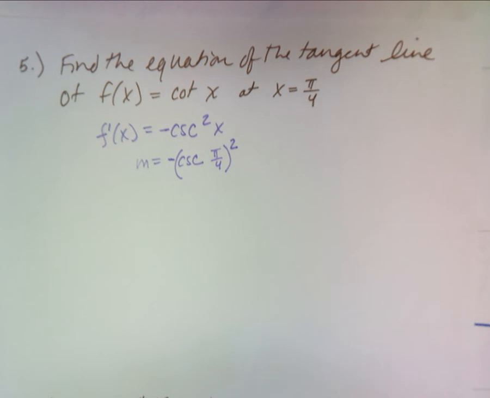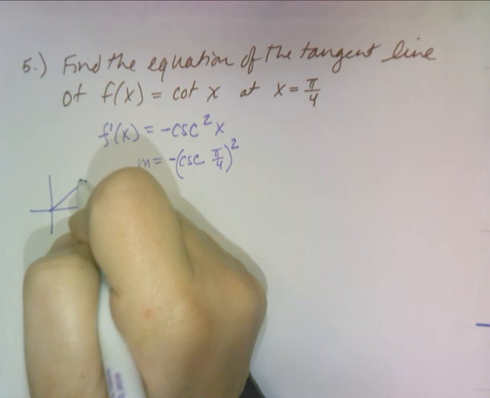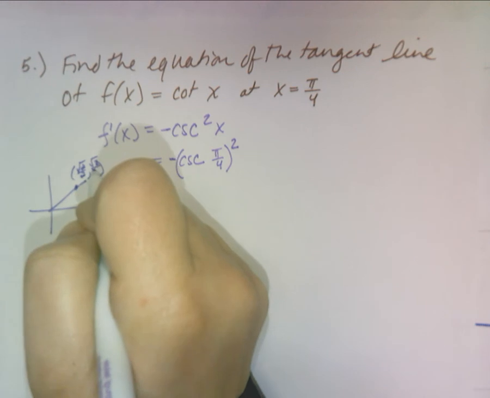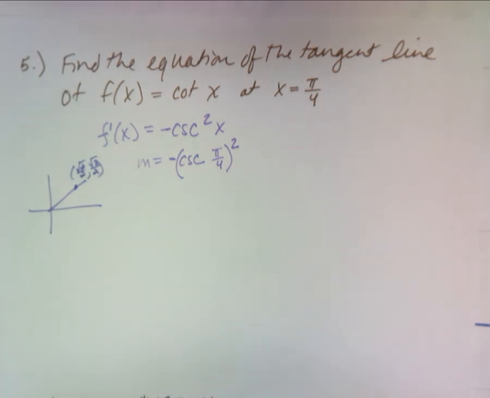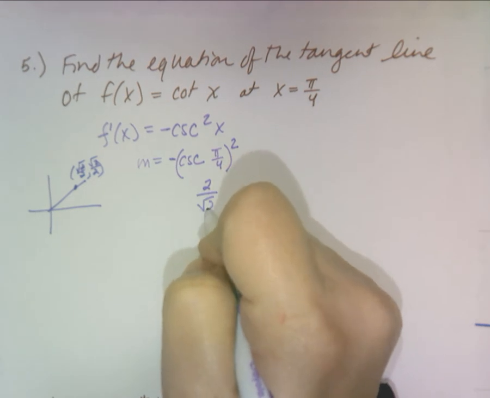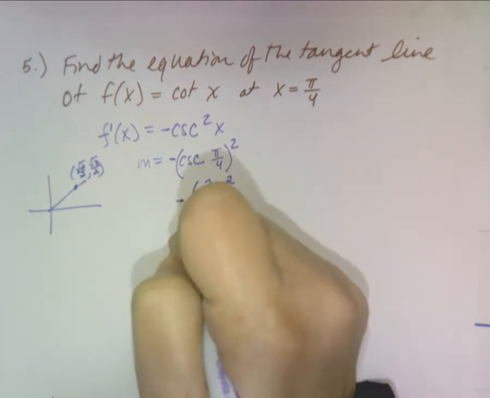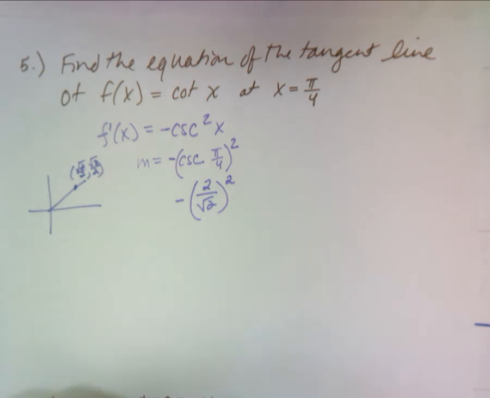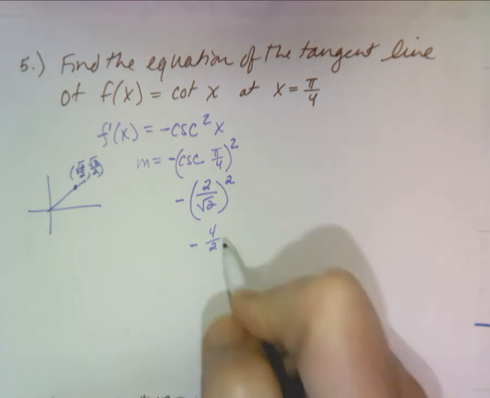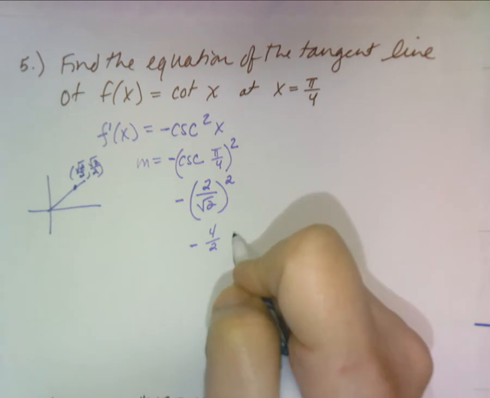So cosecant is, remember, the reciprocal to sine. So the sine at pi over 4, if you got your little unit circle, they're both the same, root 2 over 2, root 2 over 2. So the reciprocal of root 2 over 2 would be 2 over root 2. And you're going to square it and get what? Well, 2 squared is 4. Square root of 2 squared is 2. You still have this minus on the outside. So my slope is negative 2.